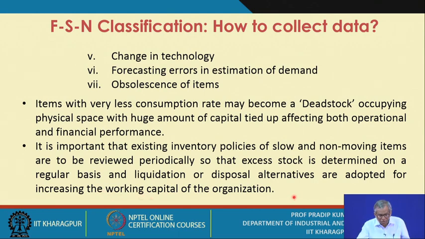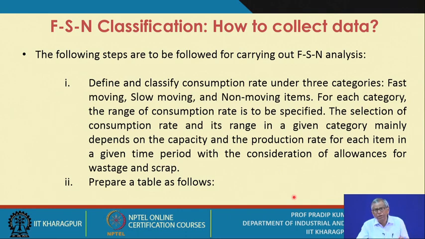Is it okay? So working capital management is very, very important for any organization, and this is closely linked with the inventory management practices. So what are the steps to be followed for carrying out FSN analysis? Define and classify consumption rate under three categories: fast moving, slow moving and non-moving items. This is the standard practice in fact.